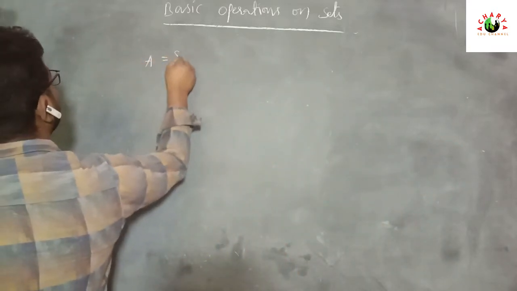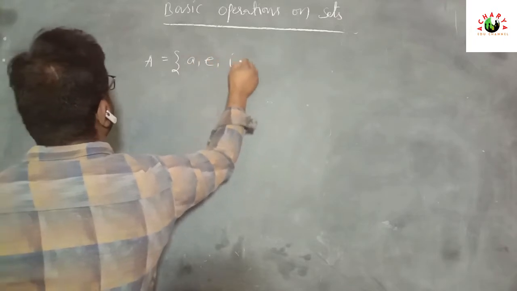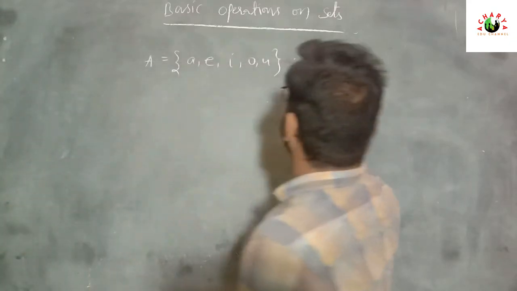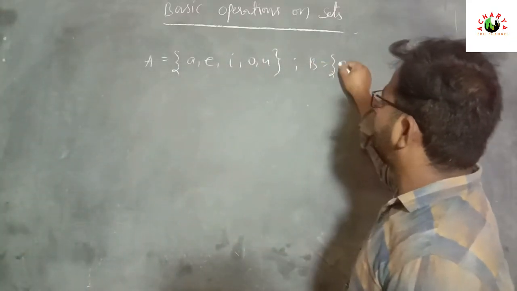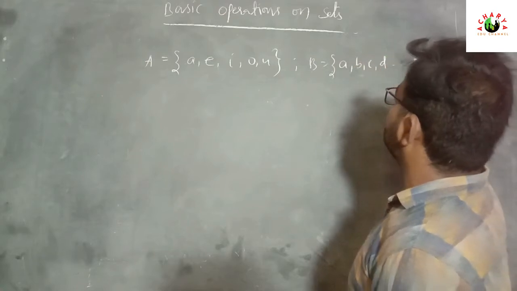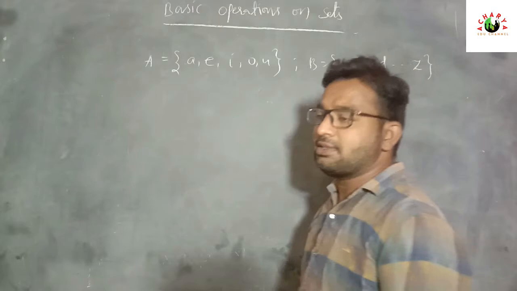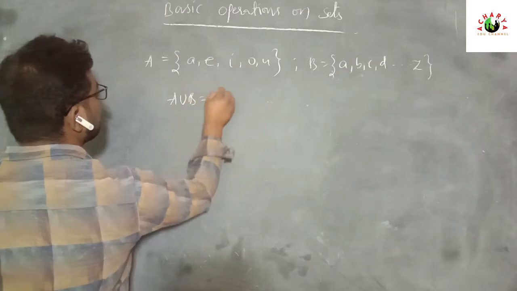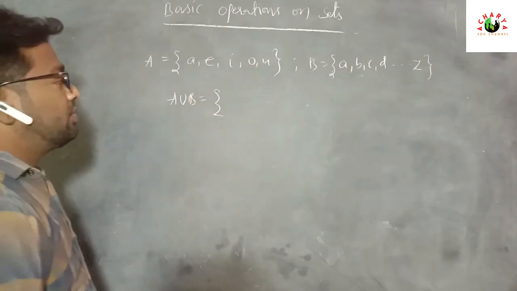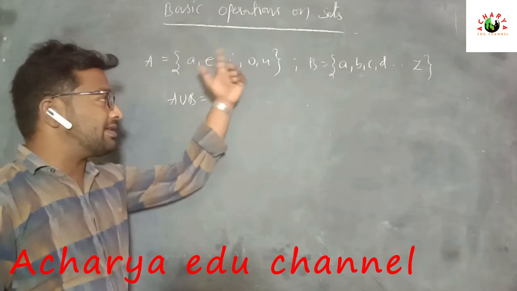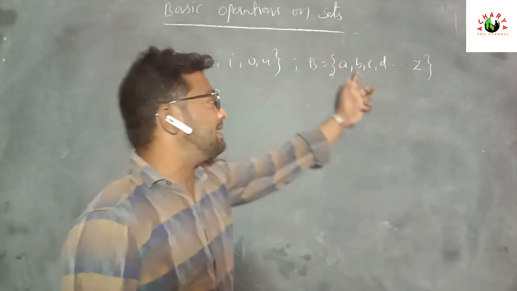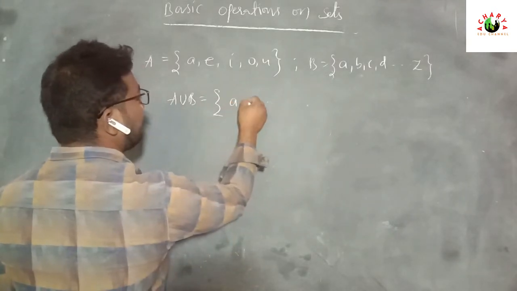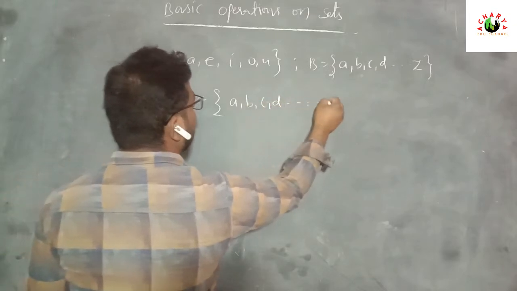Okay, one more example. Let A be the set of vowels in the English alphabet: A, E, I, O, U. Next, B is equal to A, B, C, D, and so on up to Z. Now what is the union of A and B? A union B is equal to what? Combine the elements of the two sets. Here A, E, I, O, U, all these elements are present in the set B. So A union B we write by combining the elements: A, B, C, D, and so on up to Z.